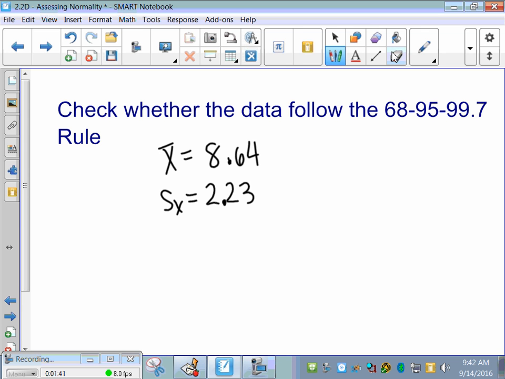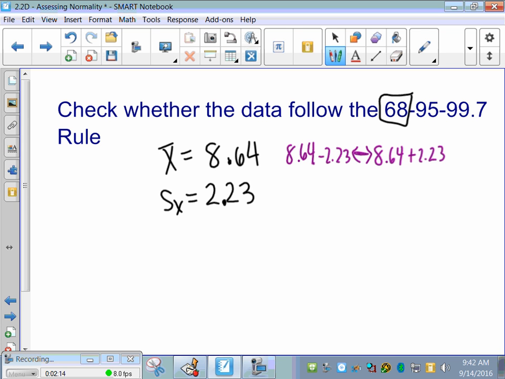So how do we find the percent of data? What numbers actually go between to get that 68%? Anybody remember? Yes. One above and one below the mean, right? So I'm going to take 8.64, and I'm going to add 2.23, and I'm going to take 8.64, and I'm going to subtract 2.23. Everything in between those two numbers, that's 68% of the data.